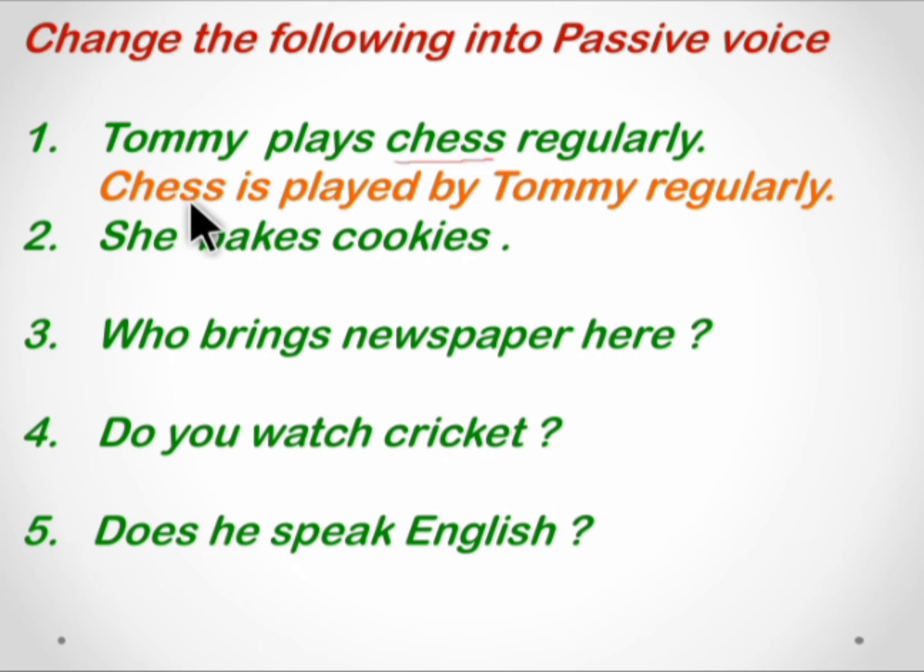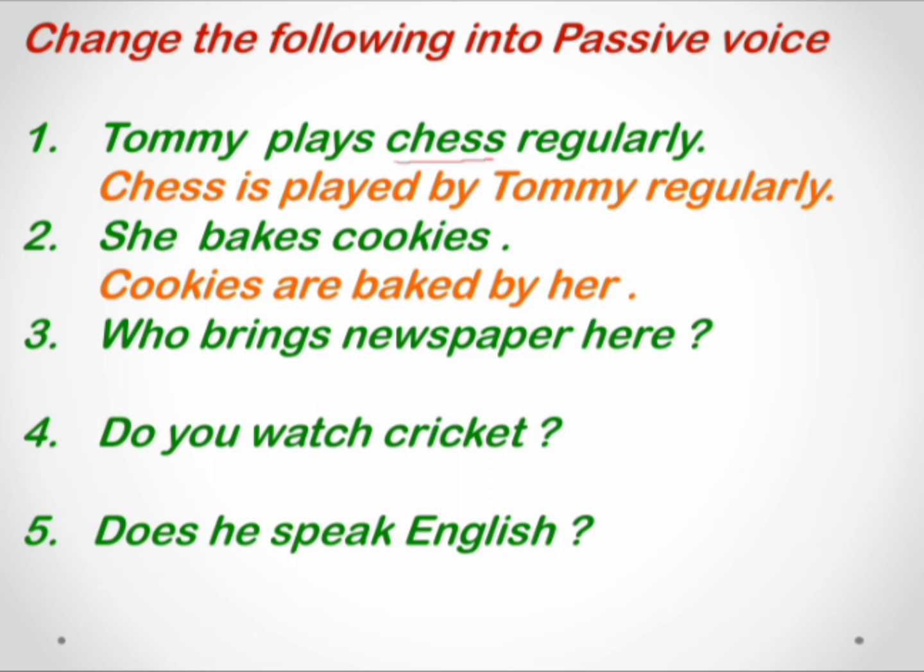Chess is the object, so that will become the subject. So chess is singular, so is, and play, past participle is played. By Tommy regularly is the adjunct, place the adjunct where it is in the active voice. Next, she bakes cookies. Cookies are baked by her. Cookies, this is the object. So cookies, we bring it as a subject in the passive voice. Cookies is plural, so we use are. Bakes, past participle is baked. Then we use by her.